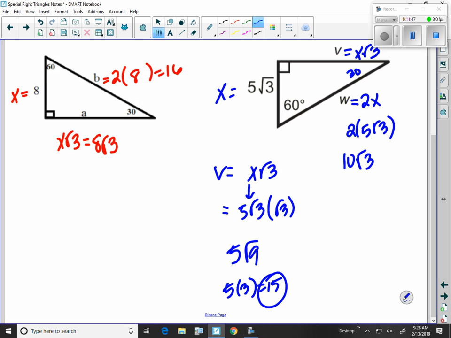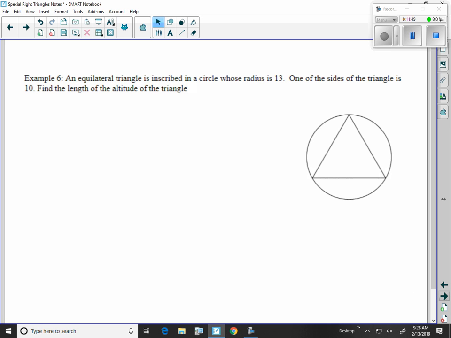Okay, one more note question. All right, we have an equilateral triangle. What's an equilateral triangle? All sides are equal. Okay? If all sides are equal, what does that tell you about your angles? All angles are equal as well. It's also equiangular. So it says here one of the sides is 10. That means all of them are 10.